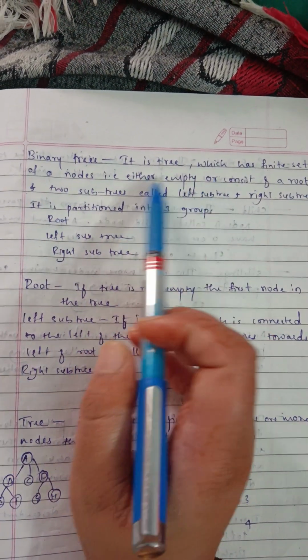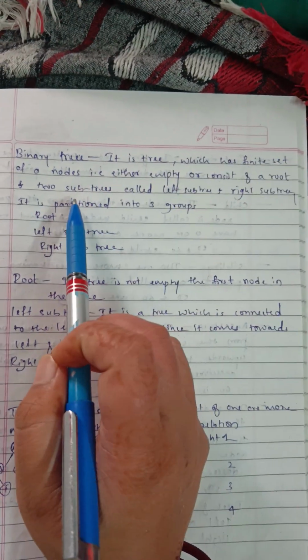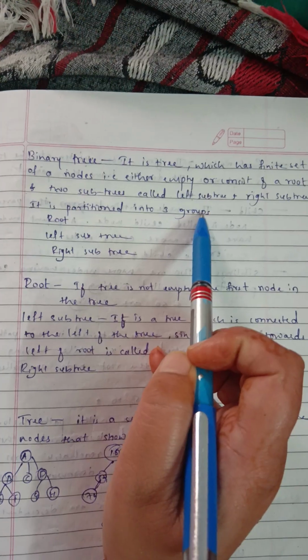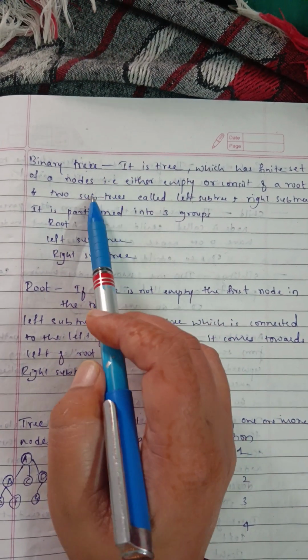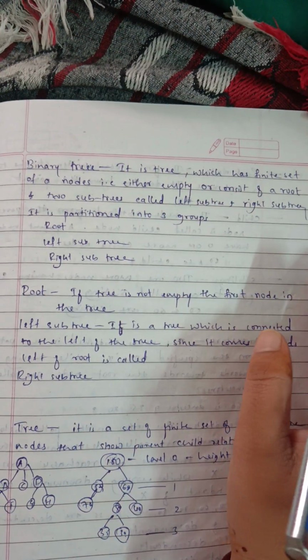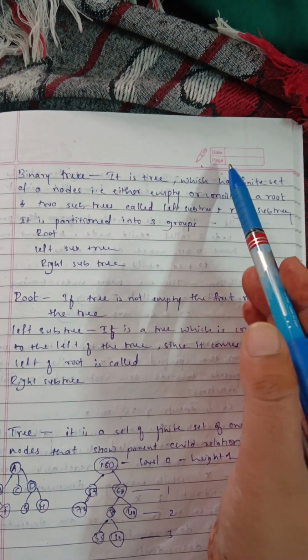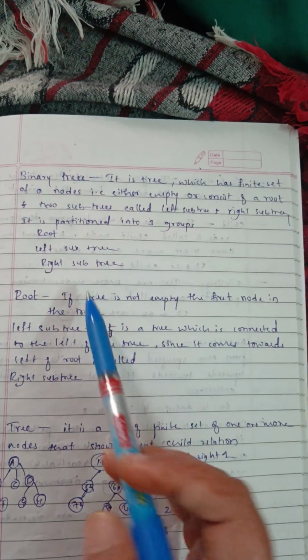It is a tree which has a finite set of nodes, that is either empty or consists of a root and two subtrees, that is the left subtree and the right subtree. Here, a binary tree is a tree which has a finite set of nodes. Either it may be empty or it consists of a root and two subtrees. The two subtrees are namely the left subtree and the right subtree.